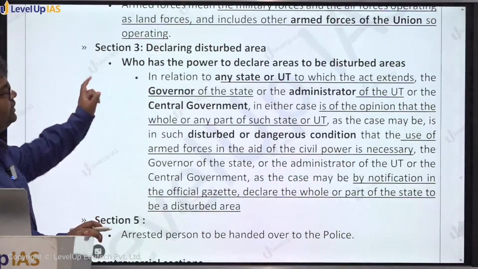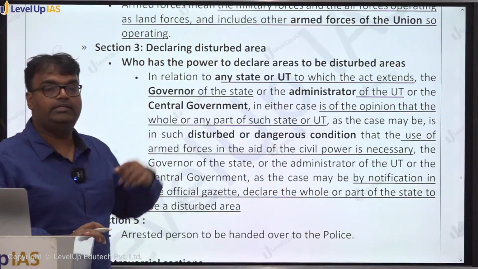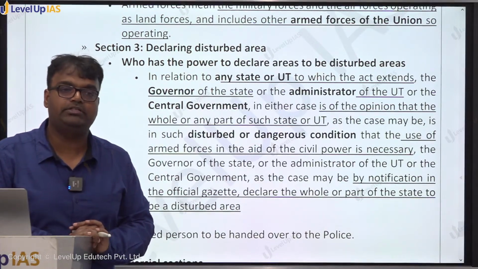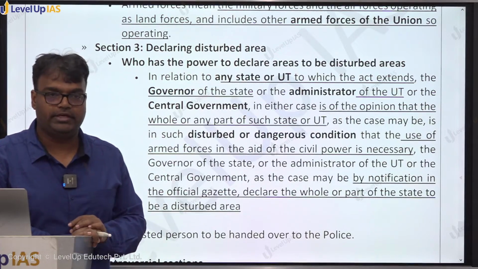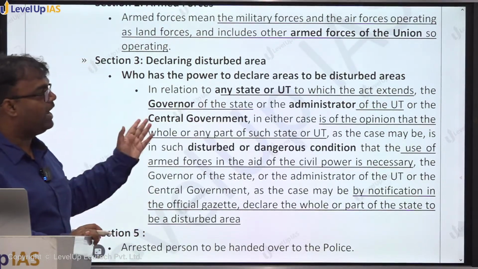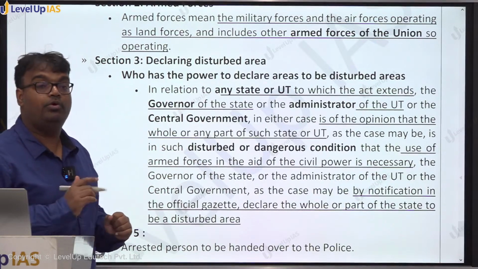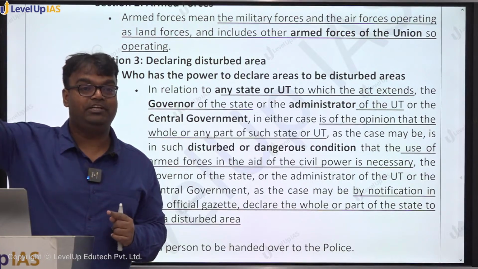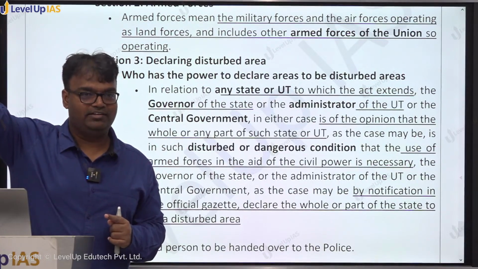Then section 3 talks about किस एरिया को डिस्टर्ब्ड एरिया डिक्लेयर कर सकते हैं, और वहां पे आफ्सपा लग जाएगा. So here they are saying in relation to any state or UT to which the act extends. Now, why the act has the provision for UT? Because at that time 1958 में there were a few UTs there, है ना.